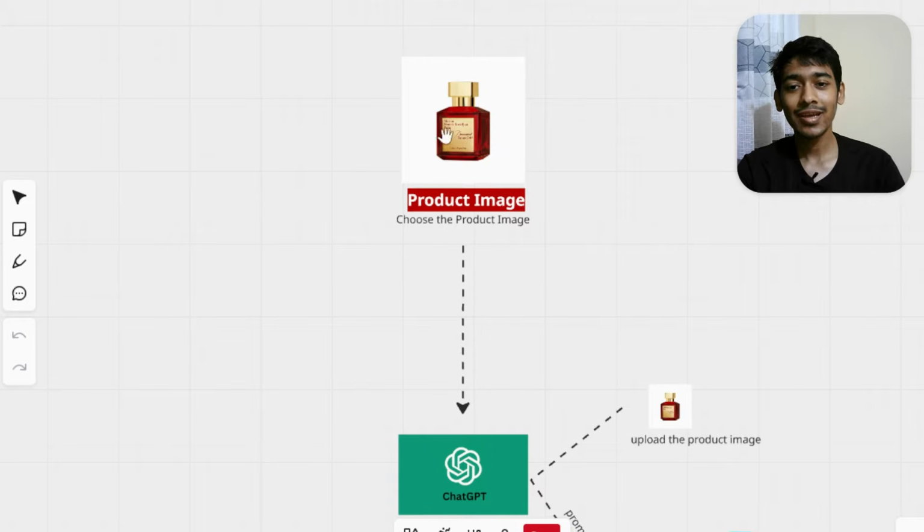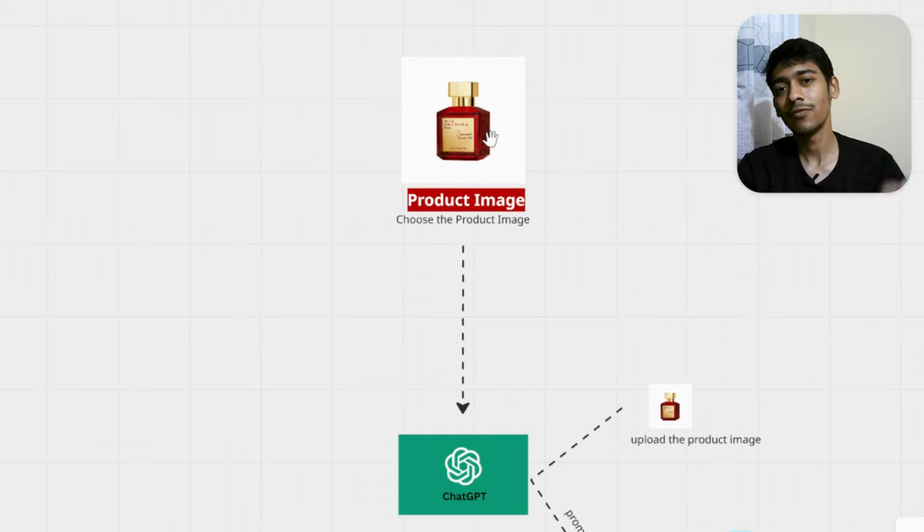So as you can see, at first I choose a product image. In that case I just chose a random image of a perfume bottle. I just downloaded it from Google. It could be different in your case. It can be jewelry, an Xbox, anything it can be.